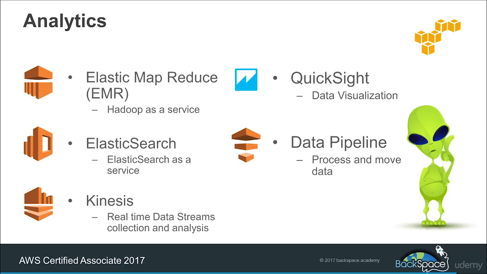And finally there we've got the Data Pipeline, and that allows us to process and move data between different applications, and it orchestrates a lot of this stuff for us. And behind that are clusters of compute capacity that make that happen.